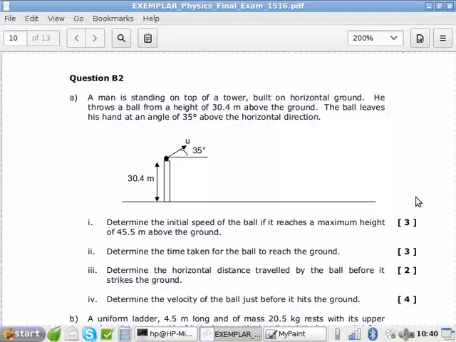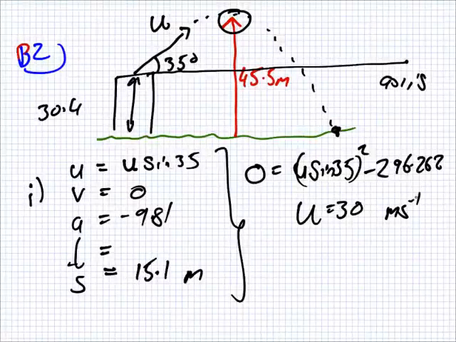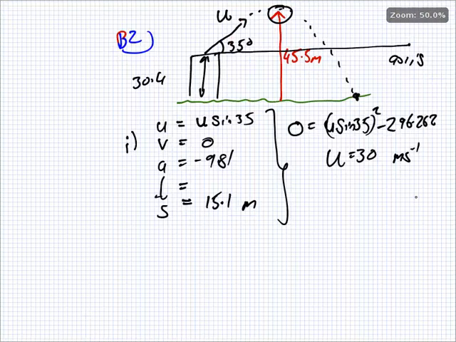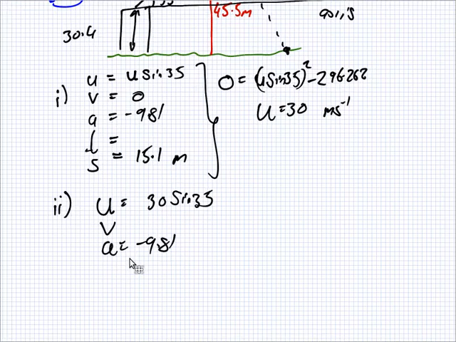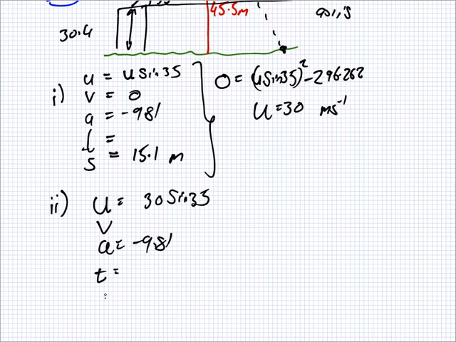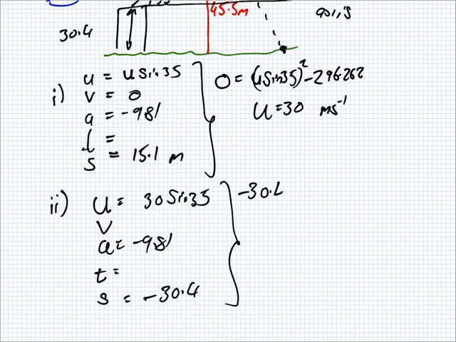What's his answer? 30. Great. Now let's get the time it takes to hit the ground. So again, vertically, U equals 30 sine 35. V we don't know. A is minus 9.81. T we don't know, and S is minus 30.4. And what do we want? The T. S equals U, which is 30 sine 35.